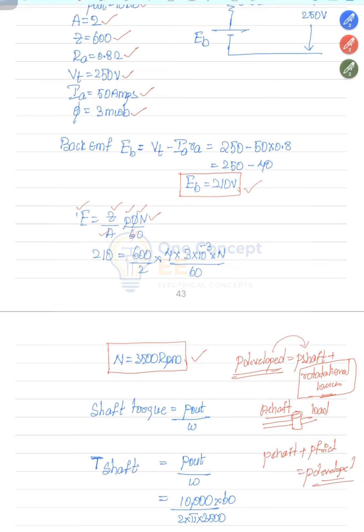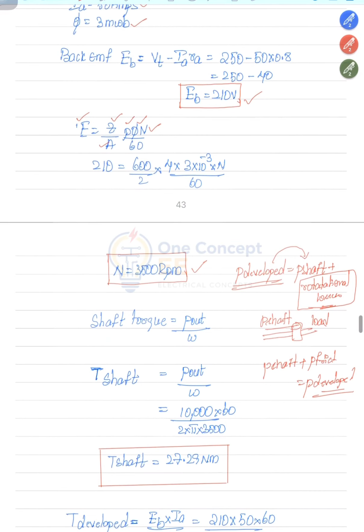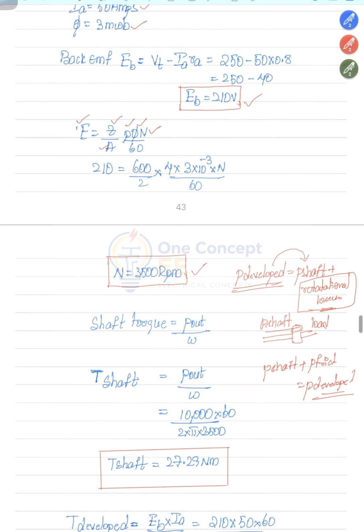They already gave the output power of 10 kilowatt. We can find the shaft torque by P shaft equal to P out, that is T shaft into omega. Omega is in radian per second, equal to 2 pi N by 60. By substituting in this formula, the shaft torque is 27.29 Newton meter.